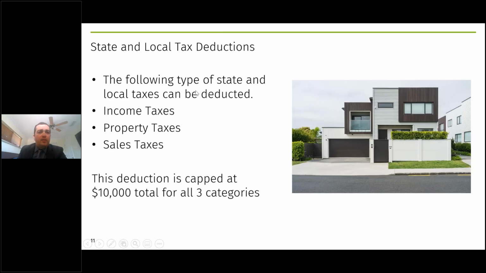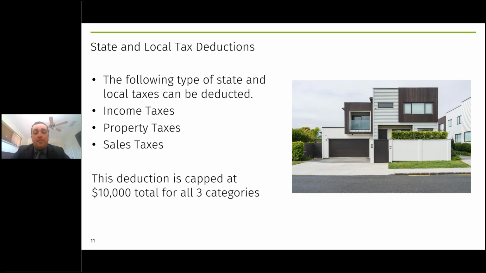Moving forward from medical expenses, I want to talk about state and local tax deductions. Typically, not always, but if someone has the money to afford someone to do their taxes for them, most of the time, not all the time, they're going to be able to afford a home and a residence and a car. And the IRS is going to lump these deductions into 3 categories: income taxes, property taxes, and sales taxes.